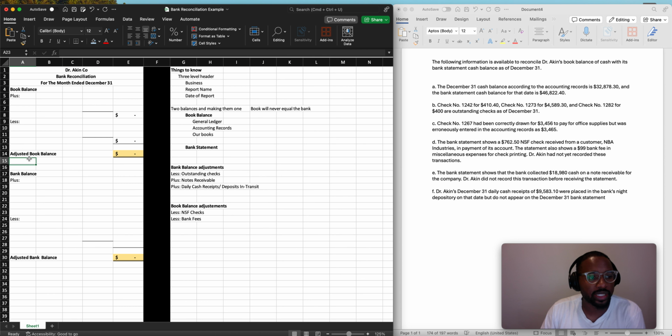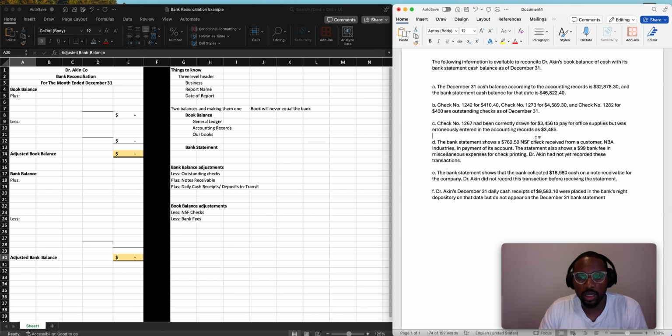And then after plus and less, obviously, you're going to have your adjusted book balance. So this is the balance after you do all of your adjustments. Now, as you see here, color-coded, this adjusted book balance should match the adjusted bank balance in the end, all right? So let's look at some examples, and we're going to be done. This is really not that difficult of a process.